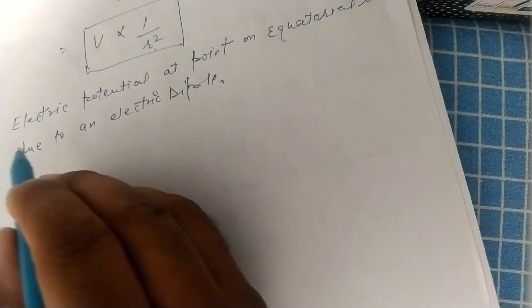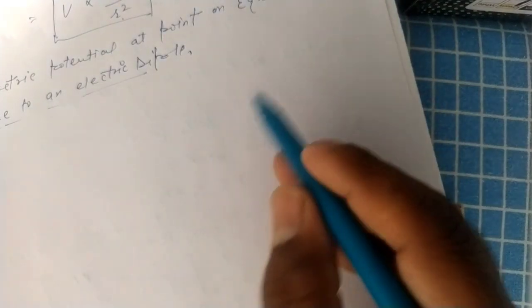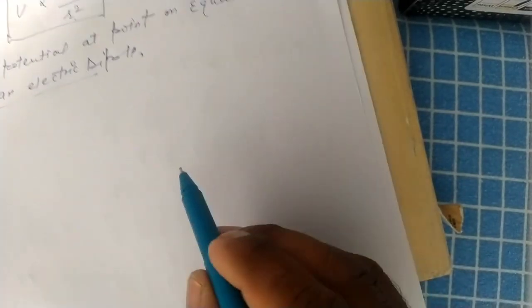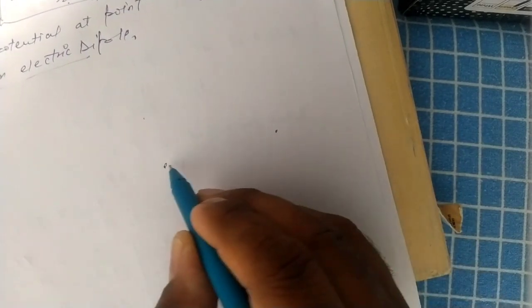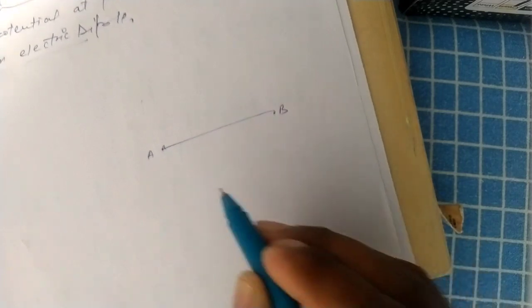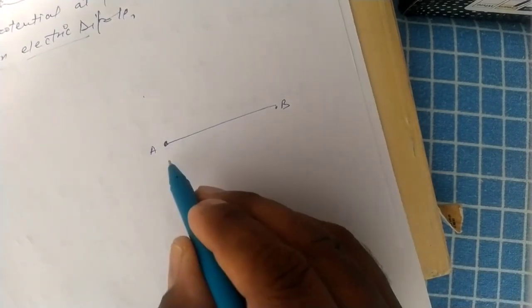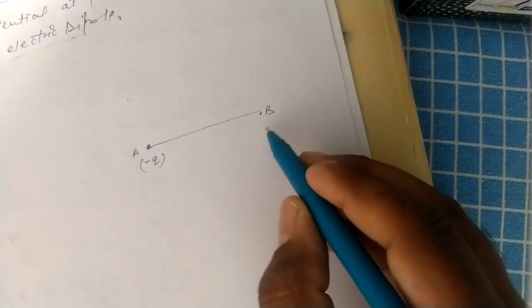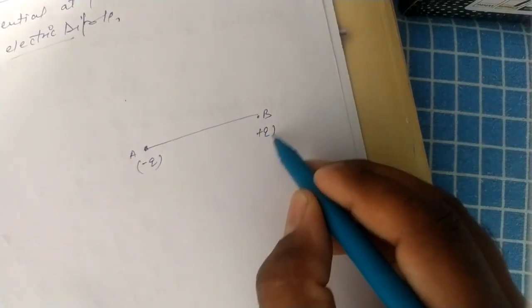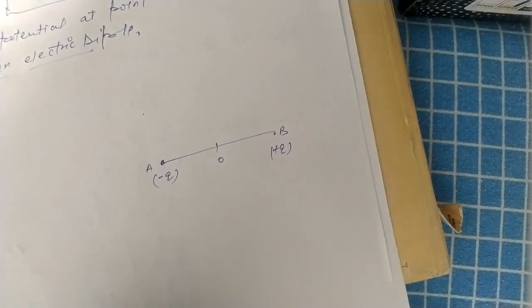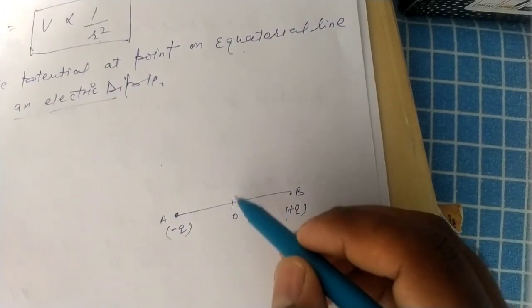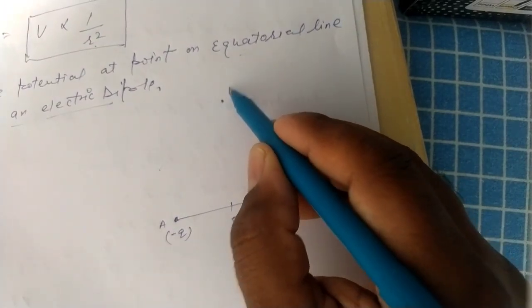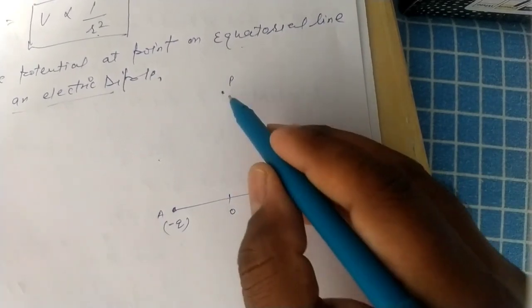So we can draw a diagram for a point which is on the equatorial line. Therefore, let's consider AB. AB is a dipole where point A represents minus Q charge and point B represents plus Q charge. O is the midpoint of dipole AB, and let's consider a point P on the equatorial line. The distance between O and P is R.